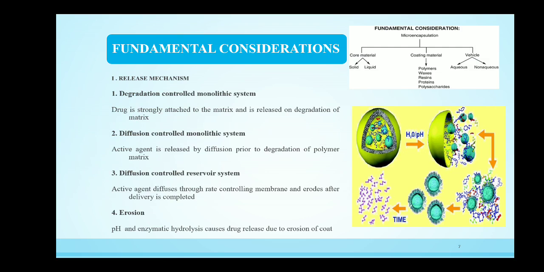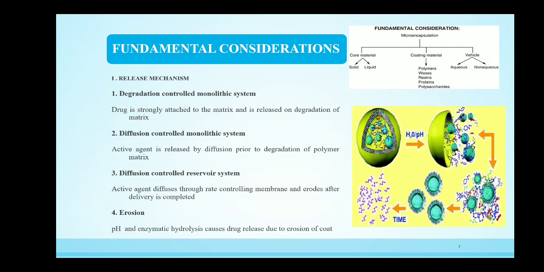First one is degradation controlled monolithic system. Here in this mechanism, drug is dissolved in a matrix and is distributed uniformly throughout. Drug is strongly attached to the matrix and is released on degradation of the matrix. Here the diffusion of the drug is slow as compared with the degradation of the matrix.